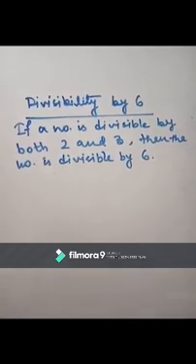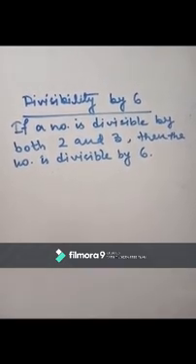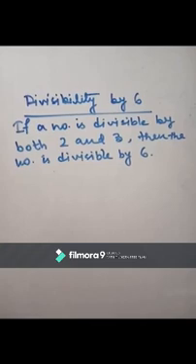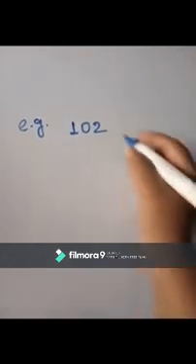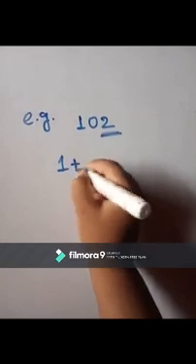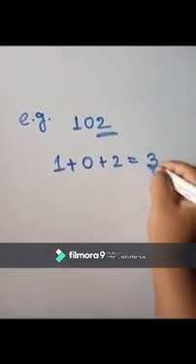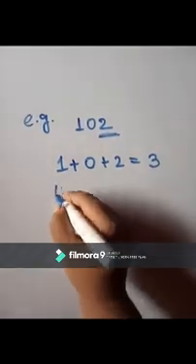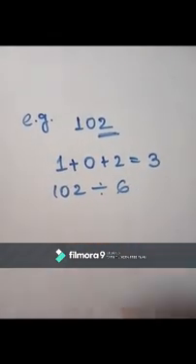Next is divisibility by 6. If a number is divisible by both 2 and 3, then the number is divisible by 6 also. For example, 102. This number is divisible by 2 because the last digit is an even number. Again, this number is divisible by 3 also. As the sum of the digits is divisible by 3, hence 102 is divisible by 6.